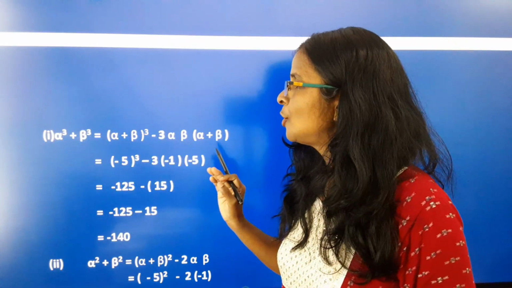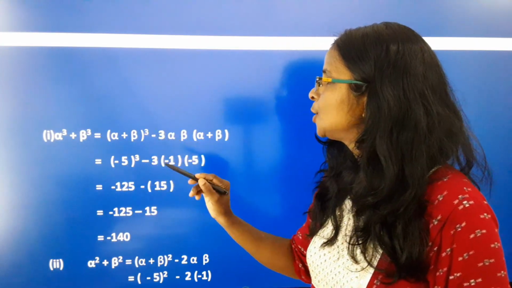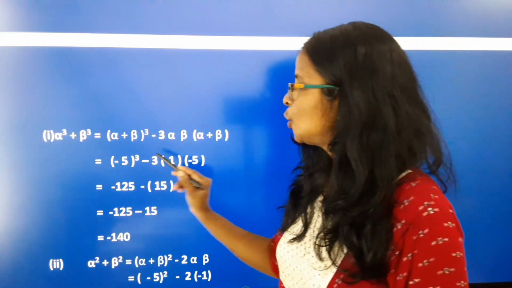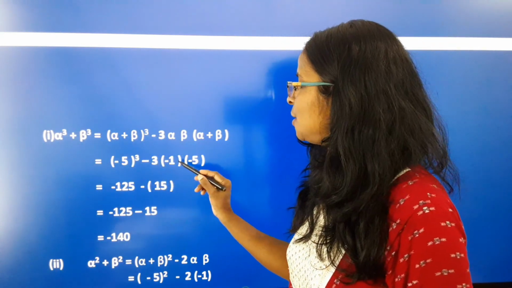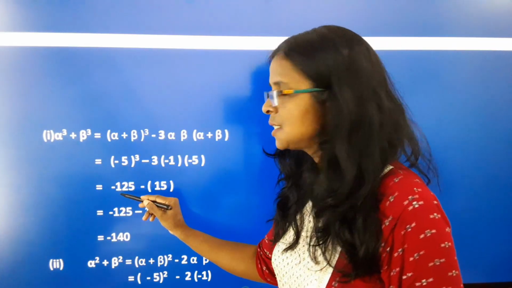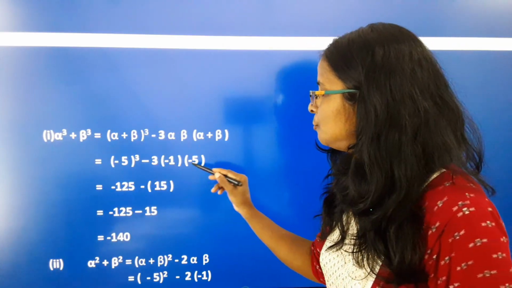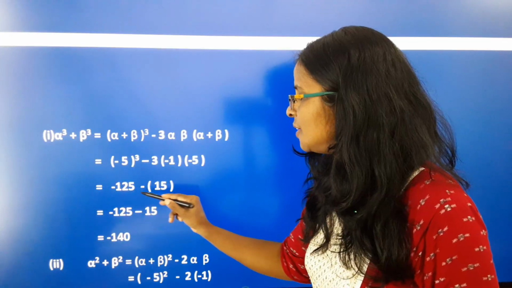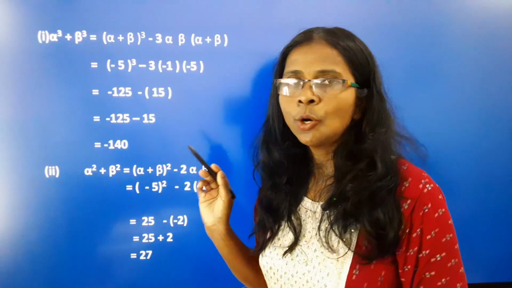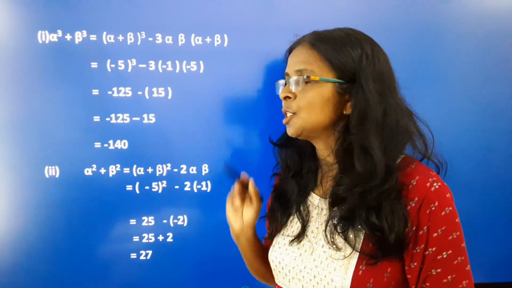So the formula for this is (α + β)³ - 3αβ(α + β). So here the cube of -5 minus 3 multiplied by -1 multiplied by -5. So the cube of -5 is -125, students, and the product of these is 15. So here -125 - 15, which is equal to -140. Okay student, so the cube of α plus the cube of β is equal to -140.